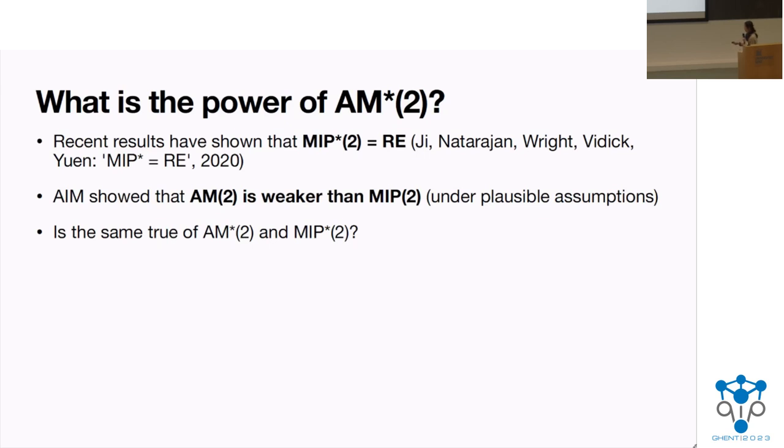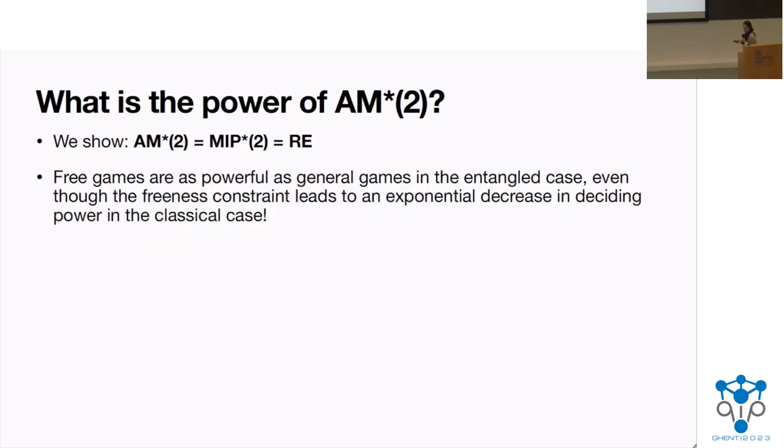Aaronson, Impagliazzo, and Moshkovitz also showed that AM2 is weaker than MIP2 in the classical world under plausible assumptions, right? So is the same true of AM star 2 and MIP star 2, the entangled versions of AM2 and MIP2? We show that in the quantum case, the answer is no. In fact, AM2 star is equal to MIP2 star, equal to RE. So this means that free games are as powerful as general games in the entangled case, even though the freeness constraint leads to an exponential decrease in deciding power in the classical case.